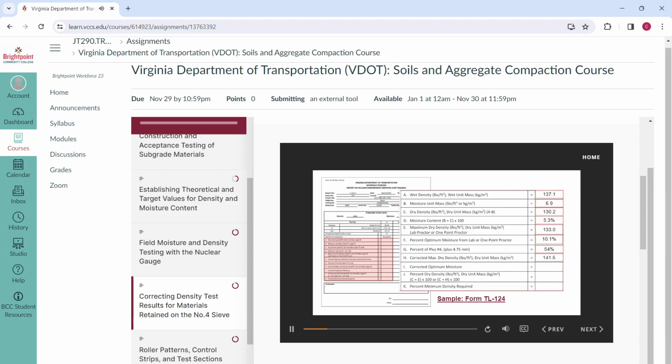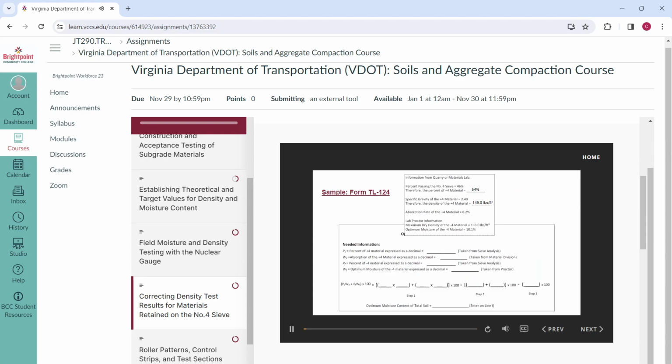Next, we'll be looking at how to correct optimum moisture. The moisture range for this, because we are dealing with aggregate, is going to be plus or minus 2% of our corrected optimum moisture. The first piece of information is our percent of +4 material again, which is just 0.54. The next piece of information that we're going to need can be somewhat tricky at times. The reason for this is that what you are going to do is going to depend on whether or not you are dealing with soil or aggregate.